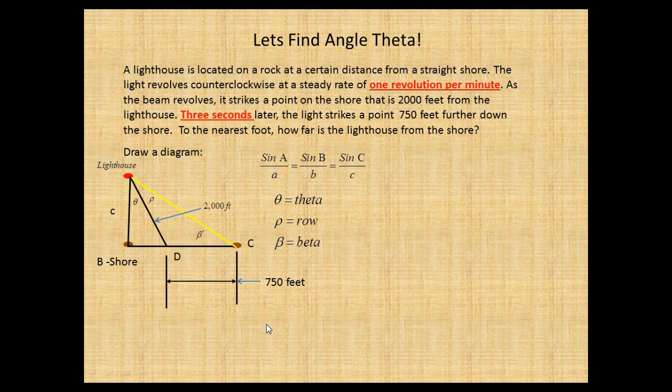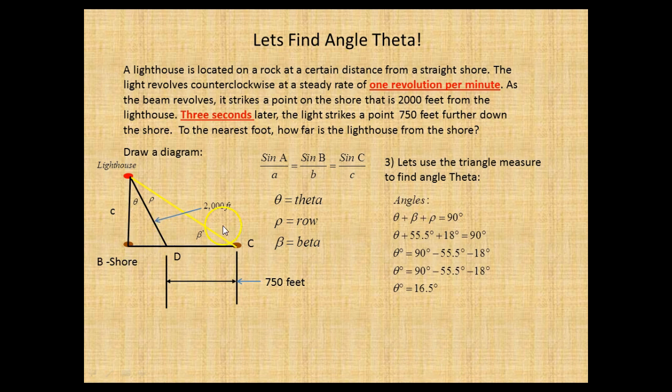Okay, let's find the angle theta. So we got these two angles, rho and beta. Now we've got to find angle theta. Let's use the triangle measure to find angle theta. Angles in a triangle we know are 180 degrees. These three at the top are equal to 90 degrees, and the right angle is equal to 90. So 90 and 90 is 180. So these three angles, theta, rho, and beta, have to be equal to 90 degrees.